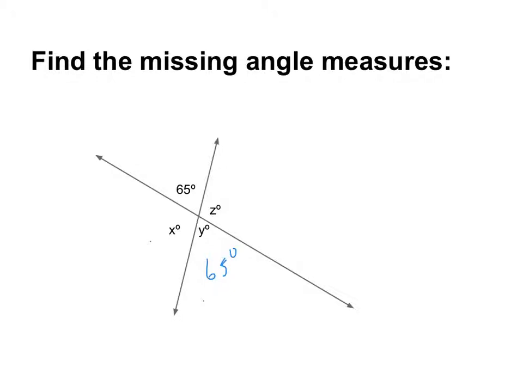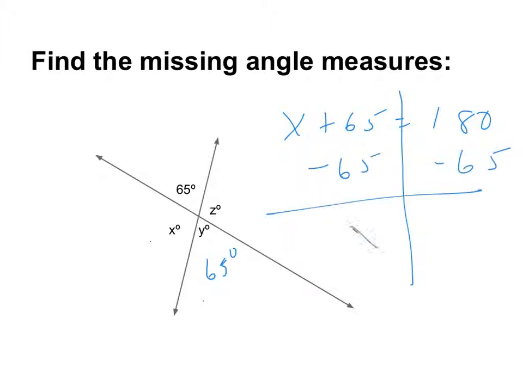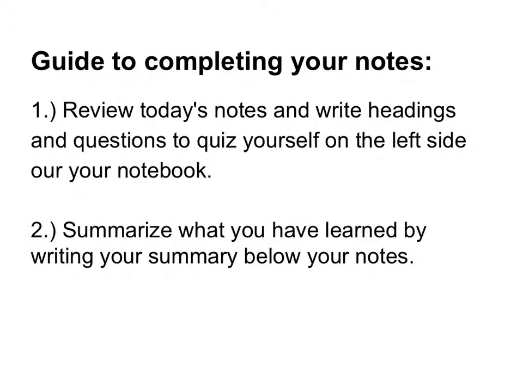So supplementary means they add to 180, so that's what I'm going to do. I'm going to add x plus 65 equals 180. Subtract 65 from each side. So I have x equals 115. So I'm going to go ahead and fill that in. 115. And now angle x and angle z are vertical angles also. They're the other pair of vertical angles. So they are 115 degrees as well. Okay, and that's it for today's notes.